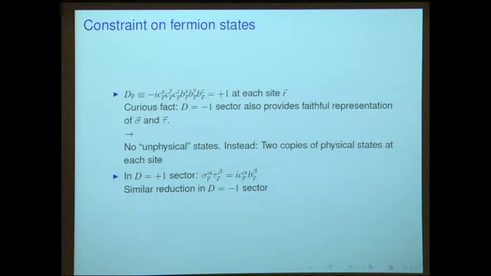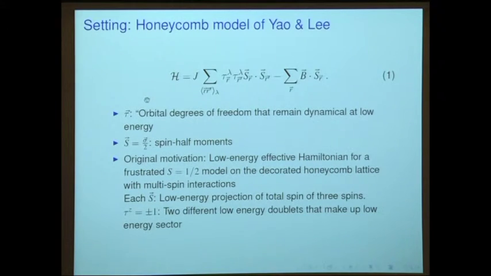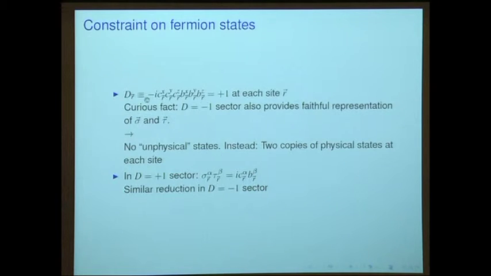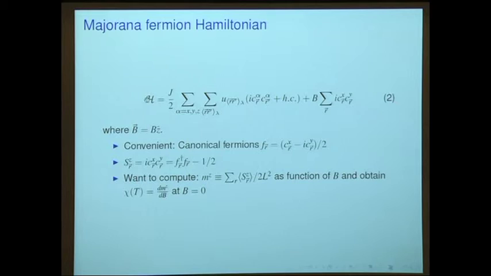So without going into the technical details, you can see that if this is true, and I go back to the Hamiltonian I have written, then each of these terms becomes basically a product of B's times a product of C's. And the product of B's doesn't appear anywhere else in the Hamiltonian. They commute with everything else. They are the static Z2 gauge fields of this Majorana spin liquid, exactly as in Kitaev's solution. And so you're left with basically three copies of Kitaev's famous Majorana fermion Hamiltonian.